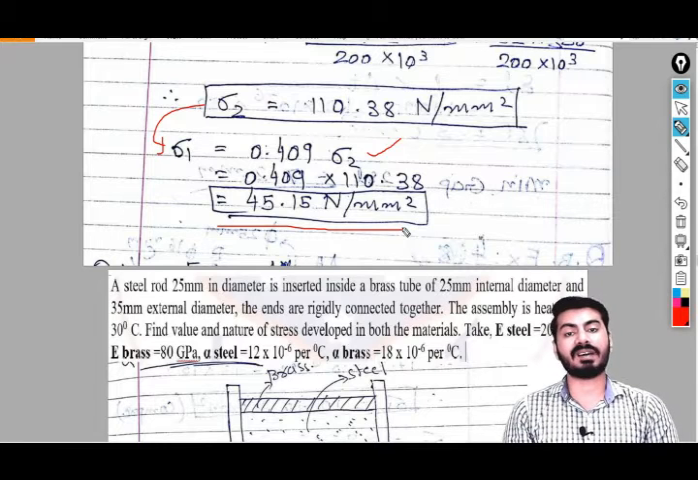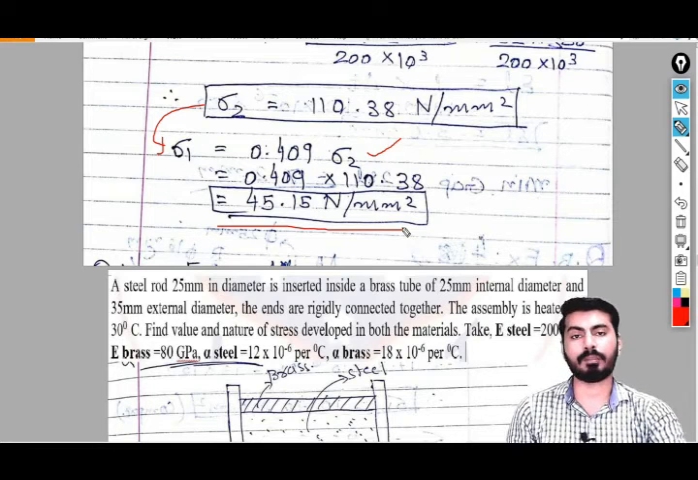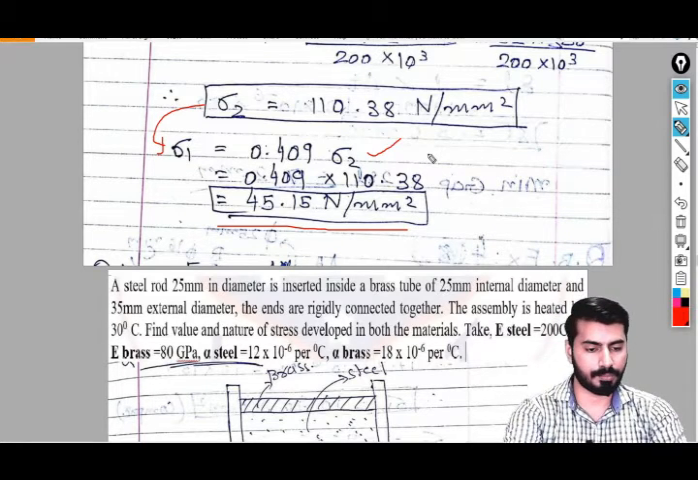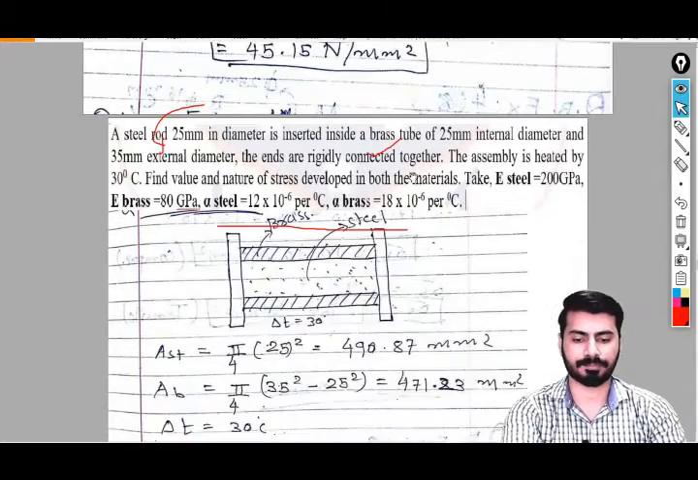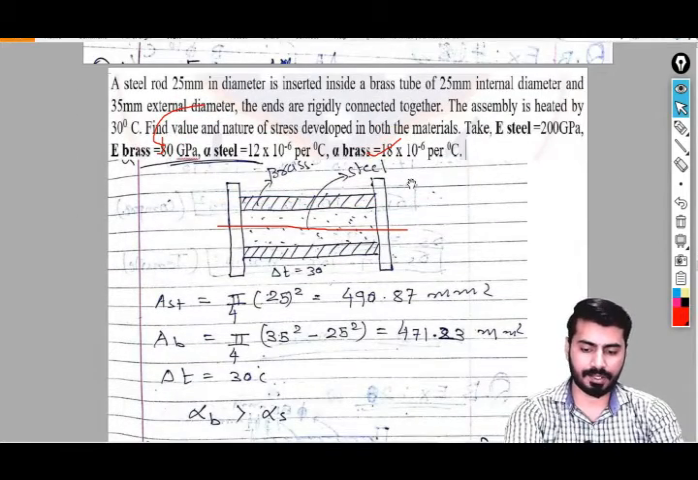Now we will see another example where we will see a composite bar. Okay, so basically a composite bar example. A composite bar example is like this.